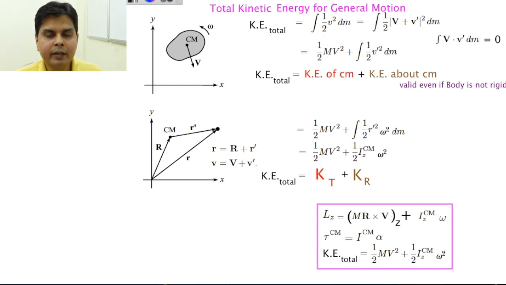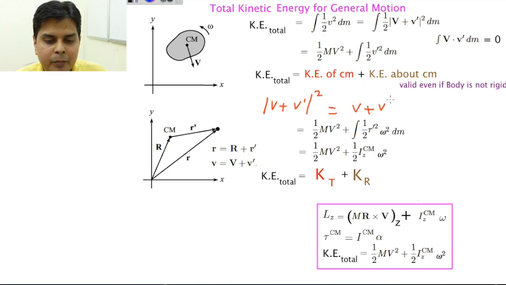Now what will be the kinetic energy for general motion? The formula is very simple. Suppose the center of mass is moving with velocity v and omega, the total kinetic energy will be half v square dm. I have used the integration. So this will be half modulus v plus v prime whole square, this dm. What is the method of finding modulus of any vector? Suppose I have to find v plus v prime modulus. This square will be v plus v prime dot product with v plus v prime.